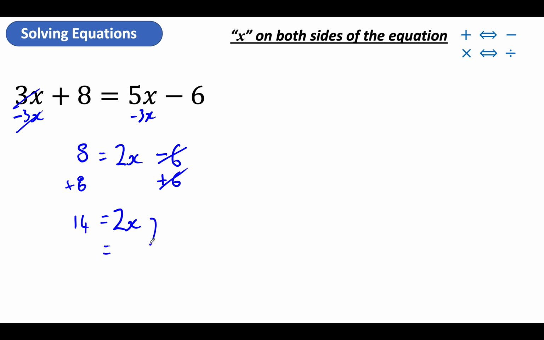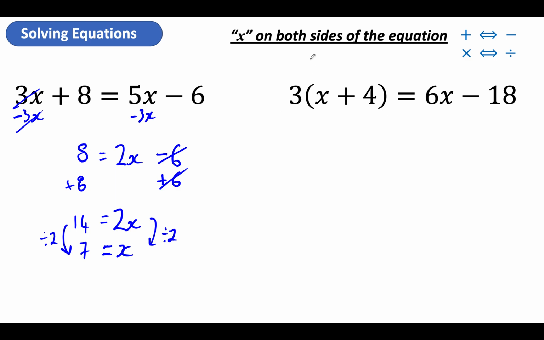So we don't want two of them, we only want one of them, so we're going to halve it, aren't we? We're going to divide by that number touching x, which is 2. 2x divided by 2 just leaves the 1x on its own. And 14 divided by 2 is 7. It doesn't matter that it's 7 equals x. Equal sign just means it's equal. So x is also equal to 7. Doesn't matter, it's that way round.